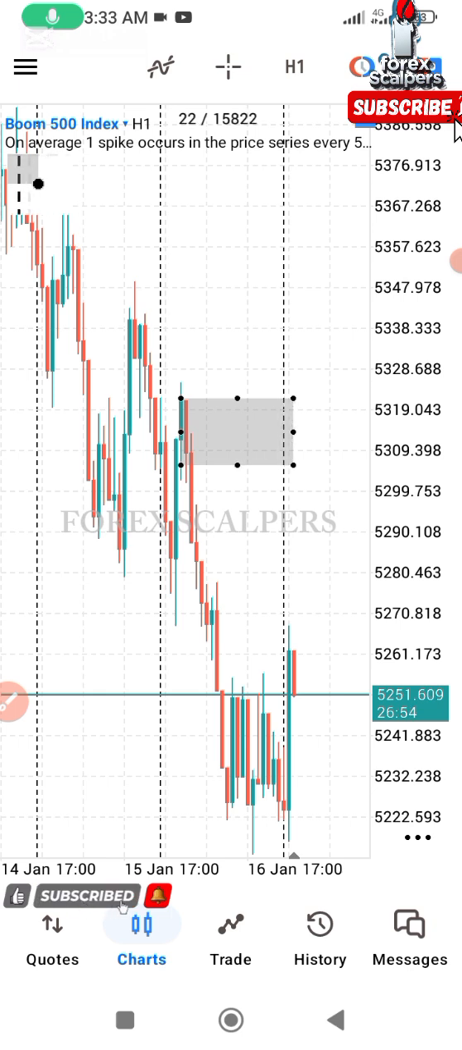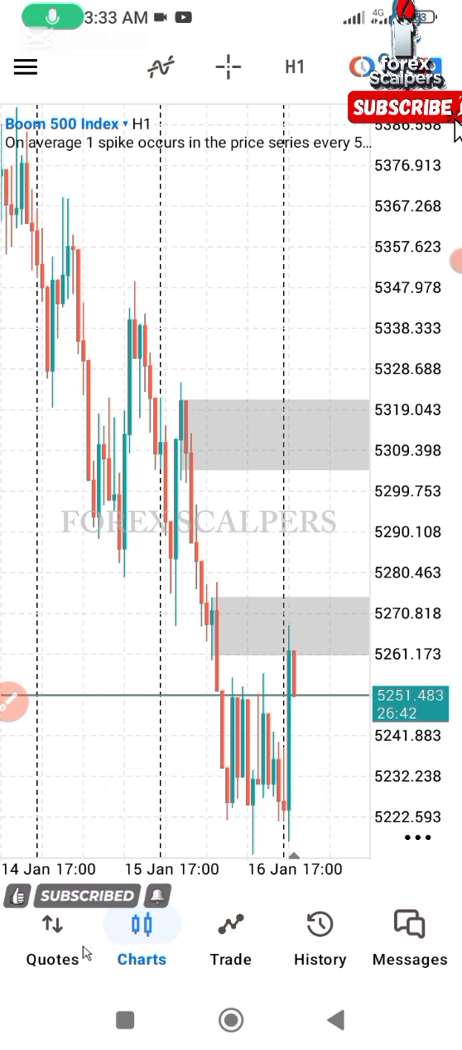This is our order block here, and then here is our smart money cube. So this is our point of interest. This is where we want price to come in order for us to find our trade entry.